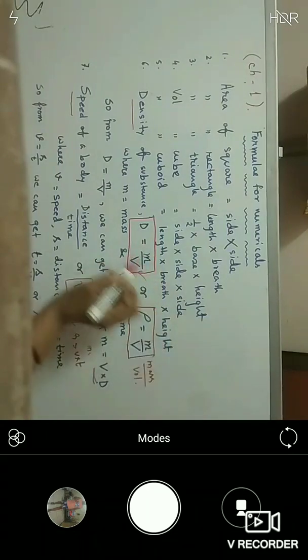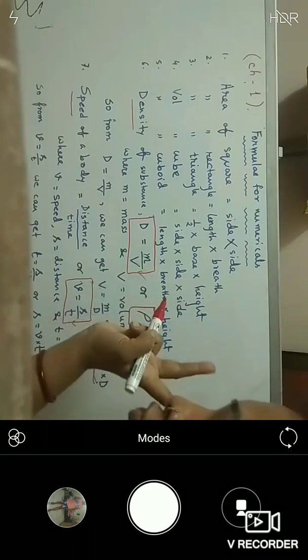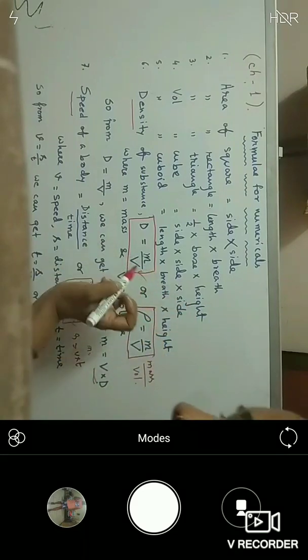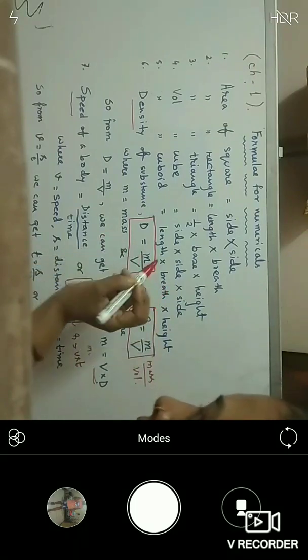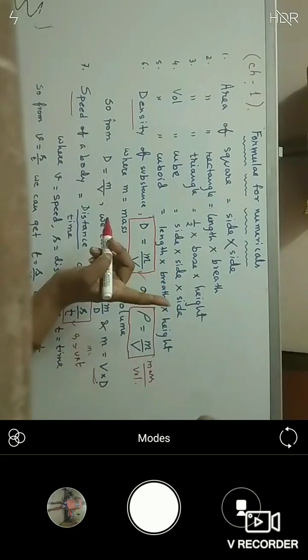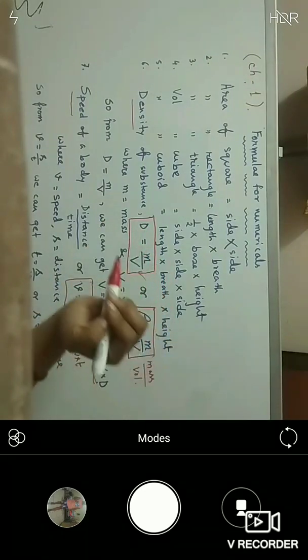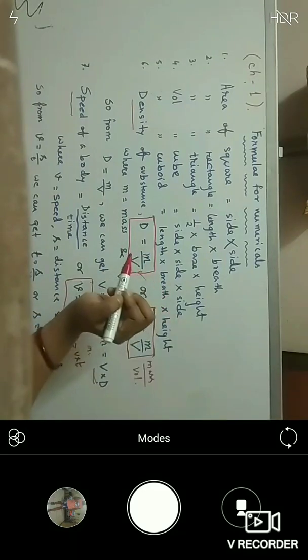So out of 3 values, 2 values are provided by the question, and you have to solve for the answer by putting the values in the equation, and you will get the third value, right? And sometimes volume is not given directly.